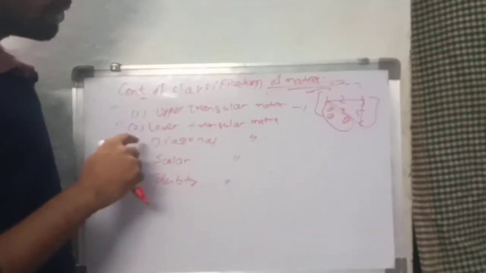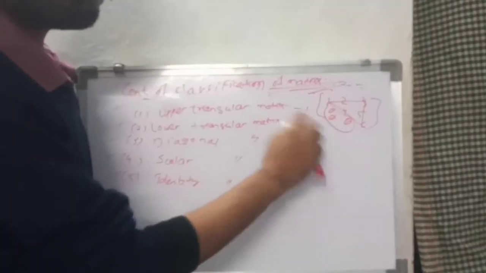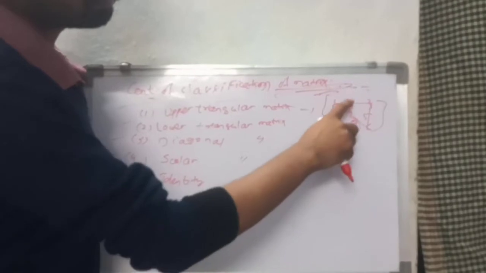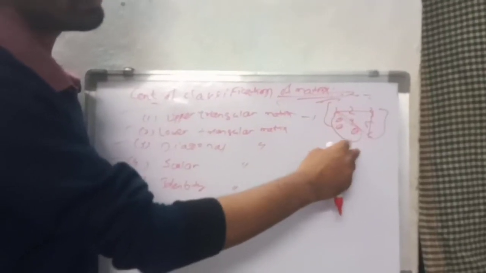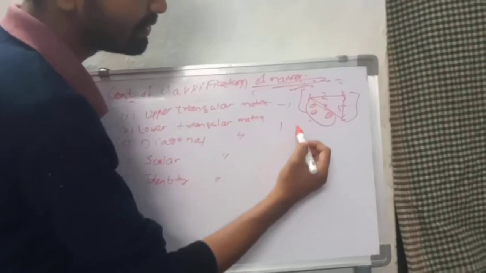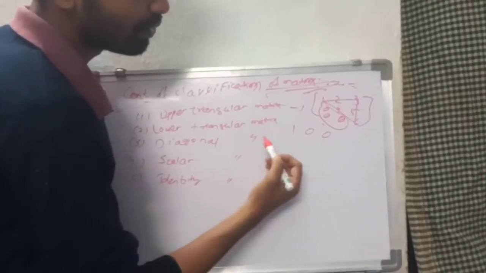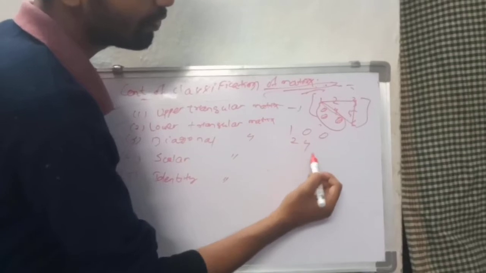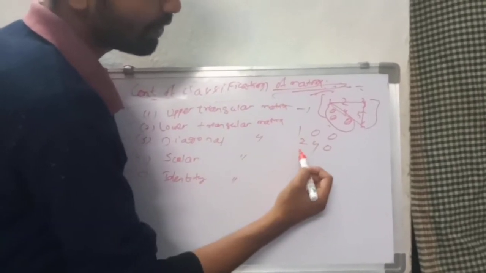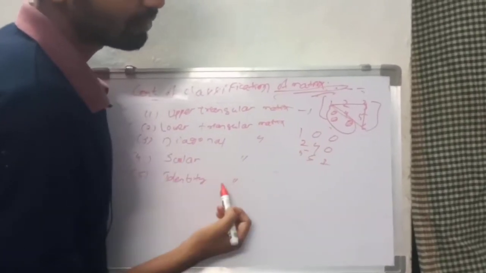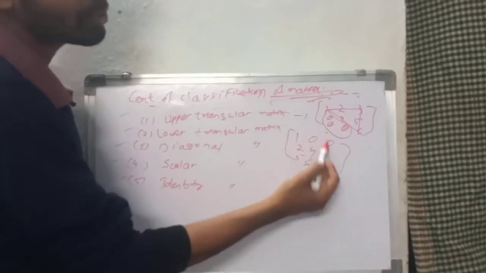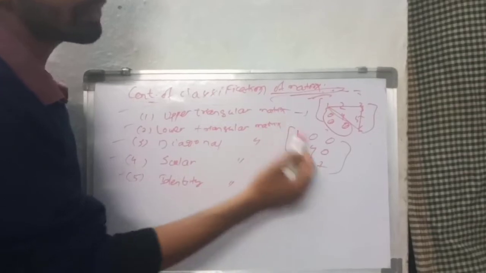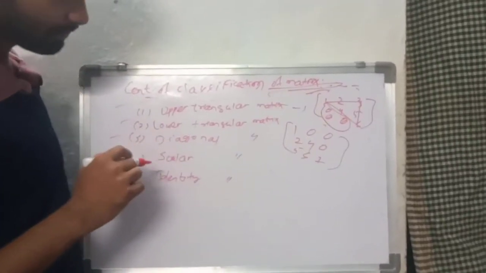Similarly, for the lower triangular matrix, what will happen? The upper portion will be filled with 0, and the lower portion filled with numbers: 1, 0, 0, 2, 4, 0, 5, 6, 7. This is an example of a lower triangular matrix. The upper portion will be 0 and the lower portion will be filled with numbers.